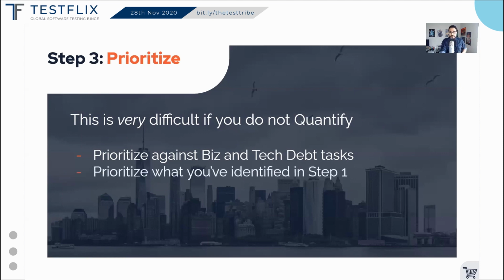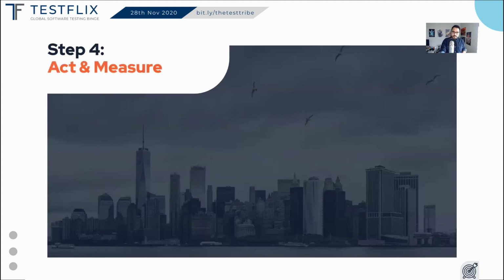Prioritize what you've identified in step one. You yourselves as a team need to decide, what do we want to do this quarter? We can only fit so much. There's a world to automate. So what do you prioritize first? This provides a lean roadmap for your team.